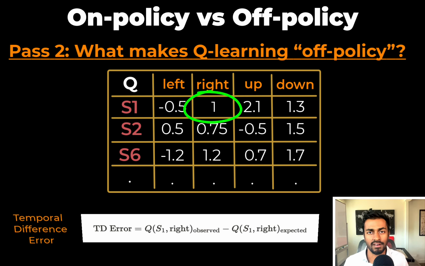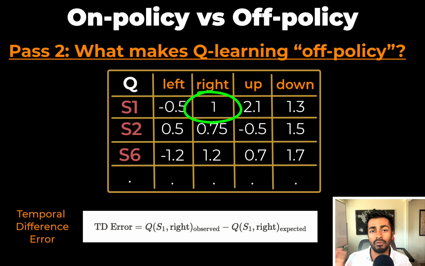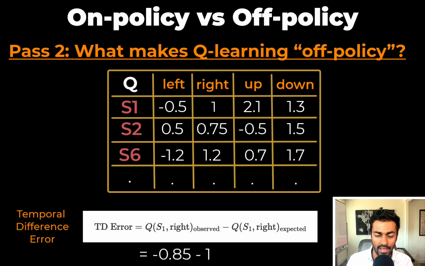But the value now stored in the Q table for S1 right is 1. The difference, or error, is known as the temporal difference error. I have a full video on this topic for more details. But essentially, plugging the values in, you get -0.85 as observed, minus the expected value, which is 1. You get -1.85 as that error.